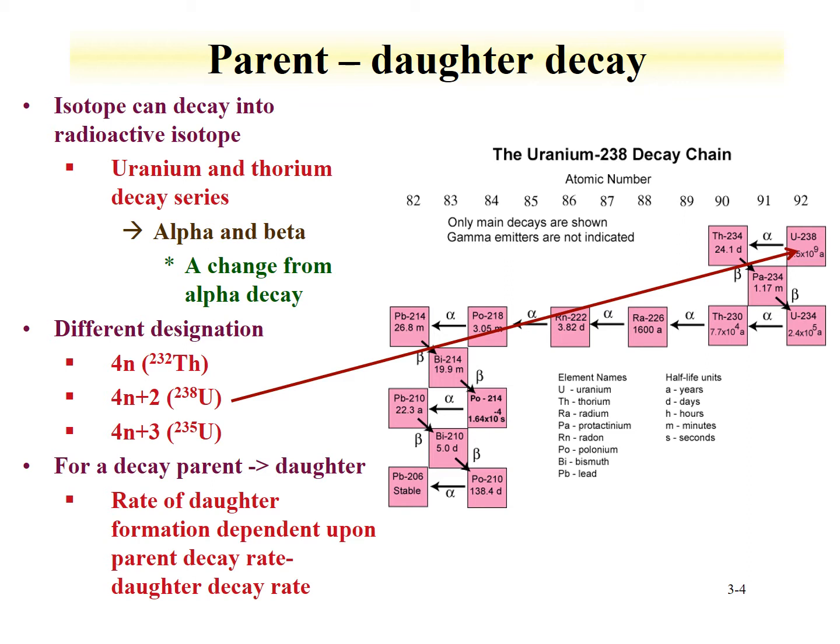So for any system like this, for a parent-daughter decay, the rate of daughter formation depends upon the parent decay rate minus the daughter decay rate. And it's this relationship that we're going to really exploit to help understand the equations and how we can address relationships between parent and daughter decays.